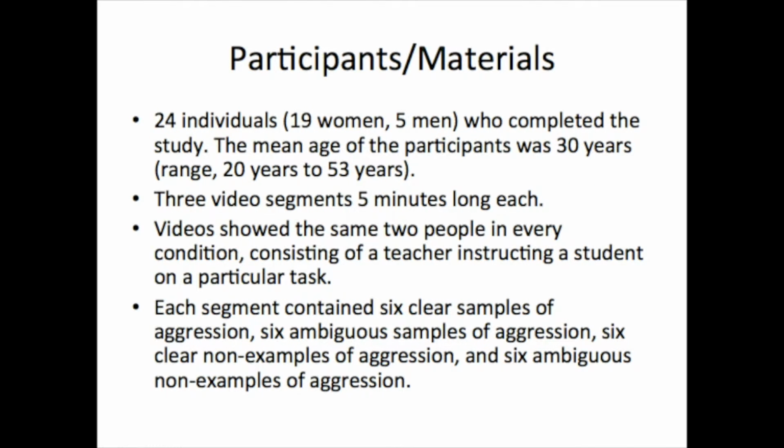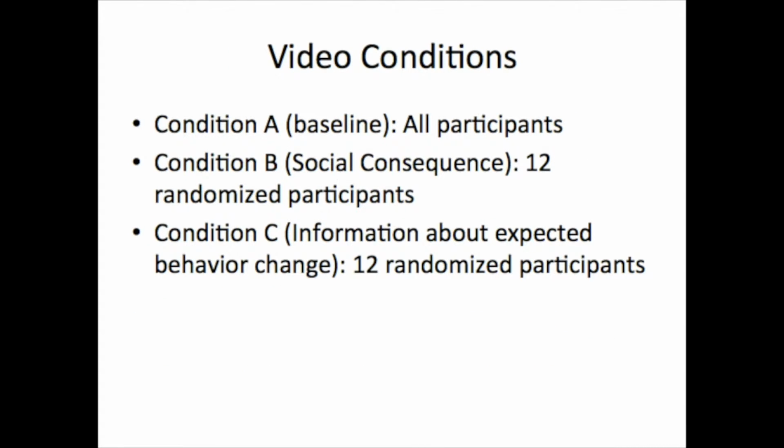The participants in this study consisted of 24 individuals. The mean age of the participants was 30 years old. There were 3 video conditions that were 5 minutes long each, and each of these conditions showed an interaction between a teacher and a student doing tasks. Each segment contained 6 clear examples of aggression, 6 ambiguous samples of aggression, 6 clear non-examples of aggression, and 6 ambiguous non-examples of aggression. All the participants were exposed to condition A, the baseline condition.